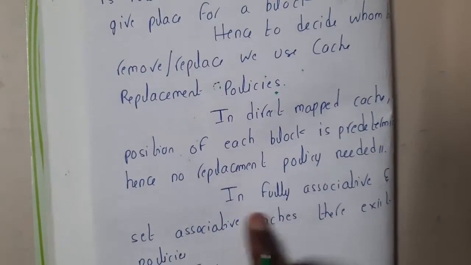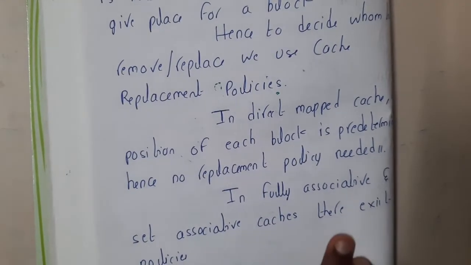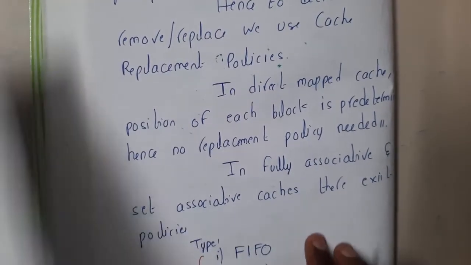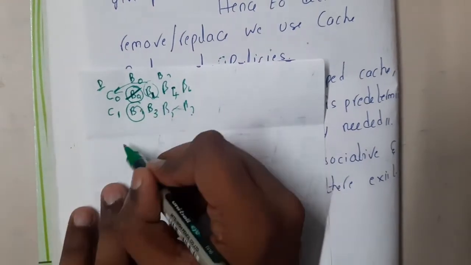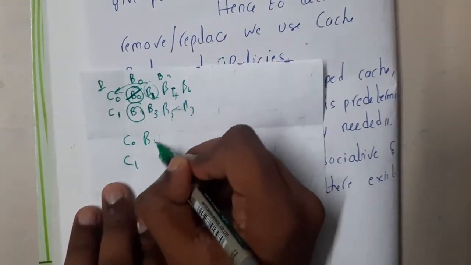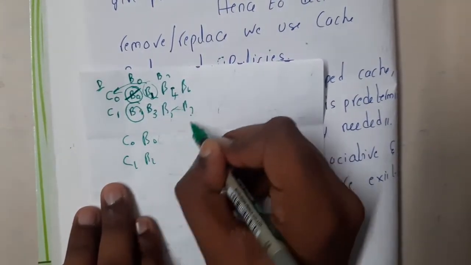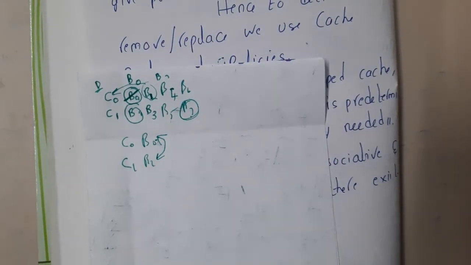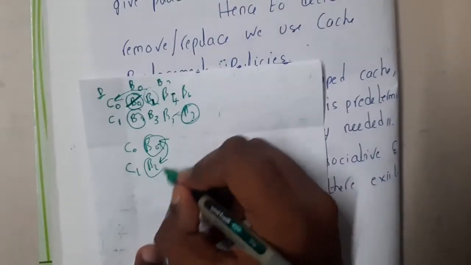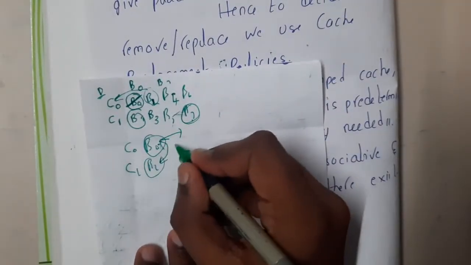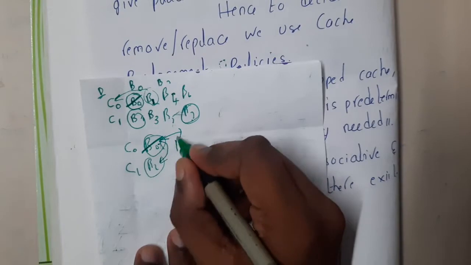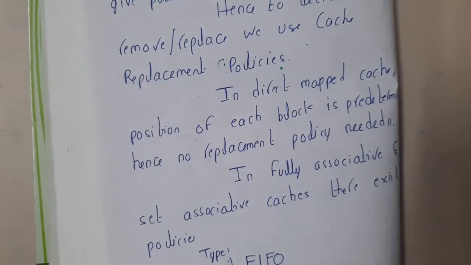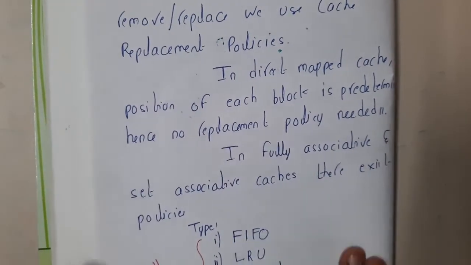Whereas in fully associative and set associative, there is full freedom. If B0 comes, it can come here; if B2 comes, it can come here; if B7 comes, whichever block fails in our given method will be pushed out, that is removed, and B7 will take its slot. So in both fully associative and set associative, it is the same concept.